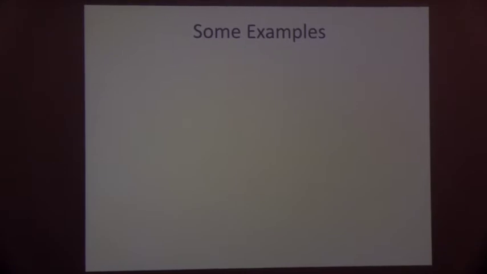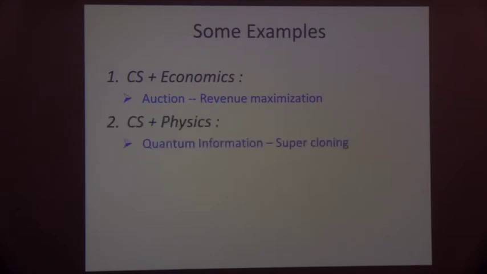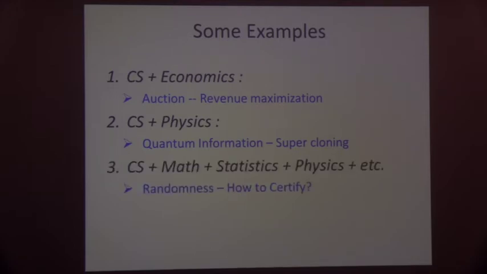So let me give you some examples of this. The first example will be computer science and economics, in particular auction theory. We are interested in how to design auction rules so that you can maximize the revenue. The second is computer science and physics, and we'll discuss one particular quantum information science topic, namely super cloning. And now there are even more general questions that are of interest to many disciplines. For example, the nature of randomness is of tremendous interest both for science and also for lottery designers. I mean, how do you certify something is random?